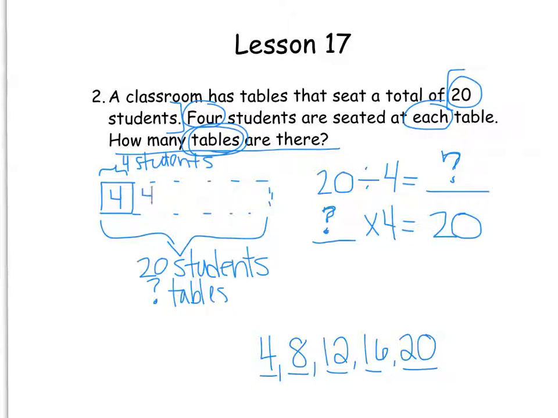So there's 2 4s, 3 4s, 4 4s, and 5 4s. There's my 5 groups. And I can come over to my equations now and erase my question marks. And I know now that 20 divided by 4 is 5. And 5 groups of 4 equals 20.